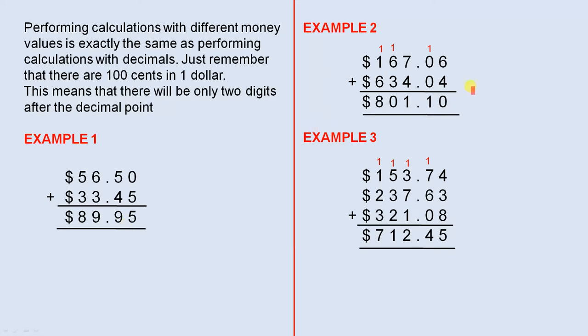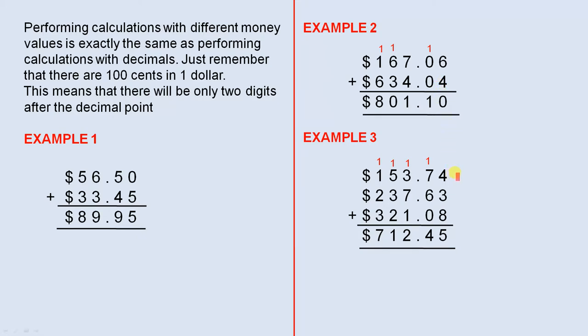Example 2, another very simple addition. Notice all the numbers are beautifully aligned in columns. The decimal points are lined up. And there's some very basic trading here, and it's very easy to follow that.